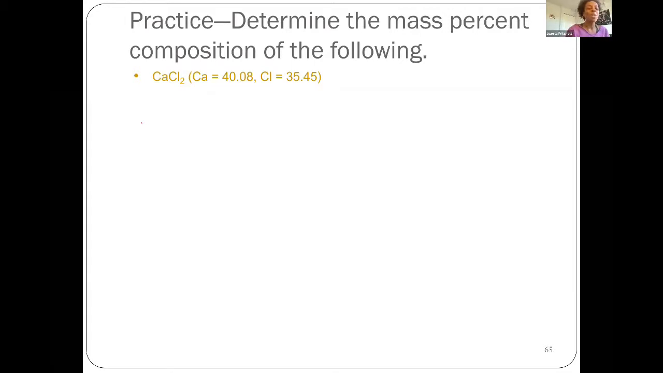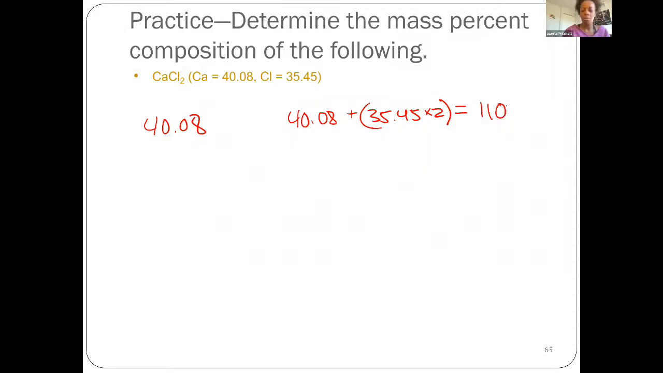With calcium, we know that its mass is 40.08. And when we are calculating the mass of the entire thing, we would do 40.08 plus 35.45 times 2 to represent the fact that there's 2 chlorines. So let's go ahead and figure out the total mass. So that would be 40.08 plus 35.45 times 2. And that gets us 110.98 as the total mass.